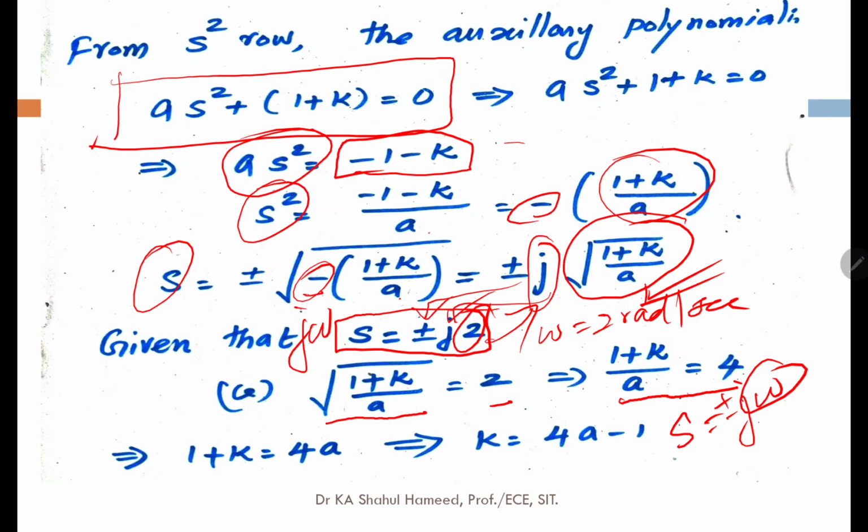Now I am again cross multiplying, so I will get 1 plus k is equal to 4a. So k is equal to 4a minus 1. So I am just keeping this, and I am going to use the same term to find out the value of a and also k.